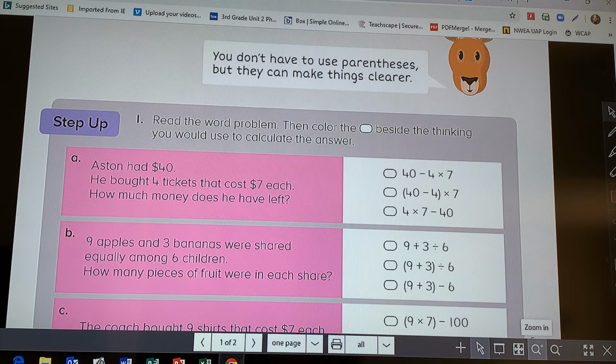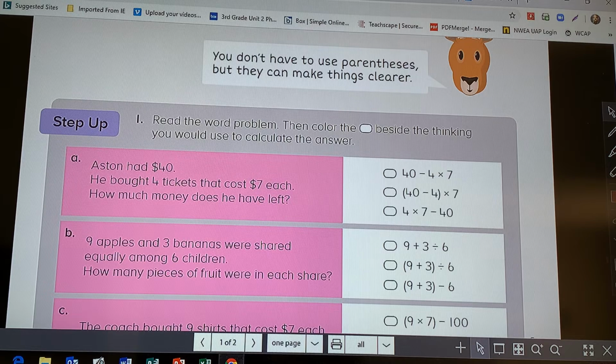All right. So first of all, we need to know how much he spent. We would find that by multiplying 4 times 7. But we're looking for a difference, so we're going to start with the greater number, 40, which is the amount he started with, and then take away the amount that he spent, right? So 40 minus 4 times 7 would give us the answer to the problem, wouldn't it?